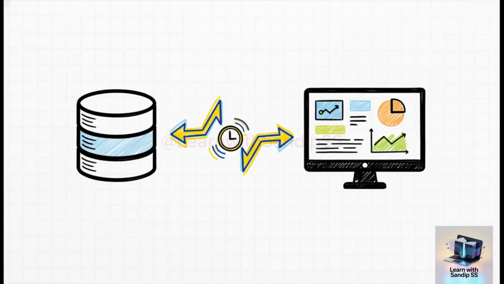And here's the absolute game changer. SAC connects live to your S4HANA system. There's no data lag, no waiting for an overnight refresh. When an executive looks at a dashboard, they aren't seeing yesterday's numbers. They are seeing the business as it is, right now. That's what enables truly informed, up-to-the-minute decisions.